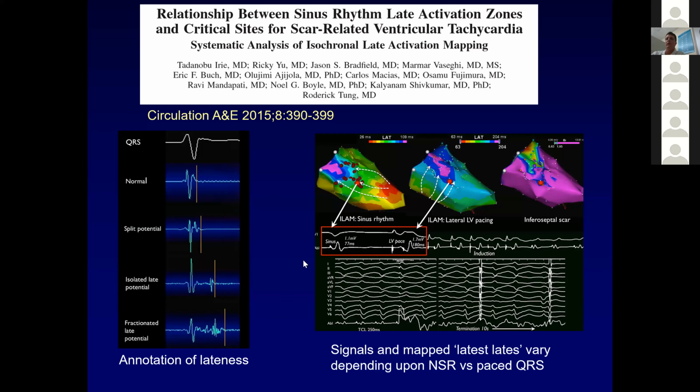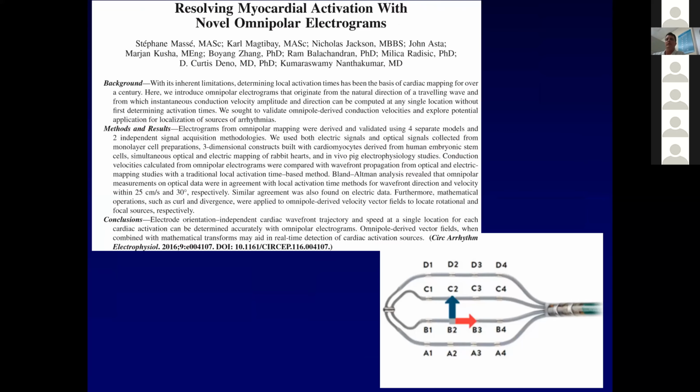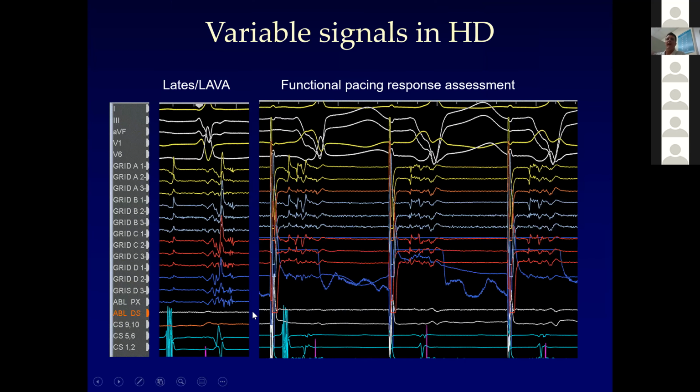But let's see if I can advance. There we go. Perhaps one solution is to use a multi-electrode catheter like this that can then, independent of wavefront, look across splines, between splines, and that may help solve the problem, but that could be even confusing.